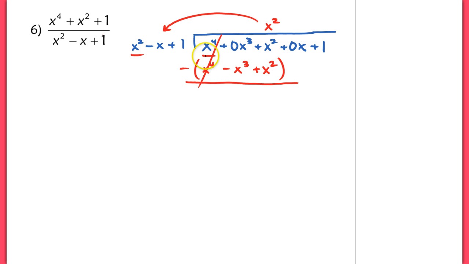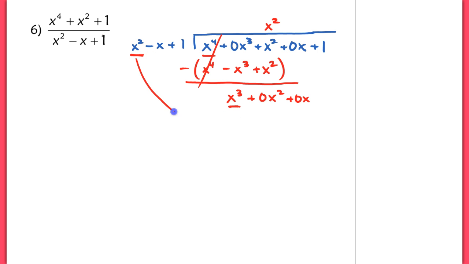So I end up with these canceling. And then I have 0x cubed minus a negative x cubed. That'll obviously turn into a positive x cubed here. Then I have x squared minus x squared, and that leaves me with 0x squared. So I'm going to write that 0x squared term down here because I also want to bring down the 0x here. Okay? Now, again, I only care about this leading term and this leading term here.